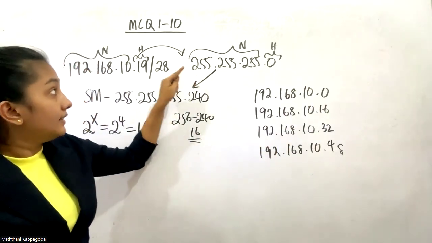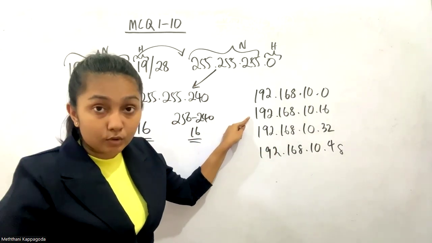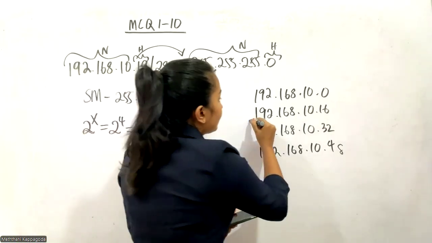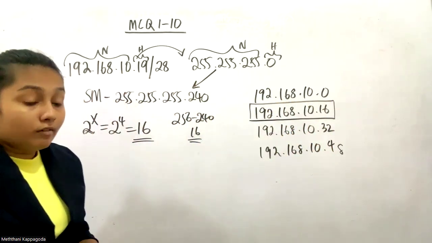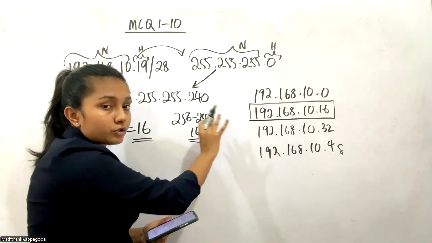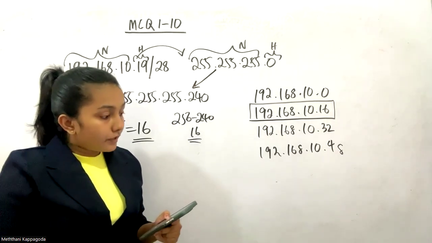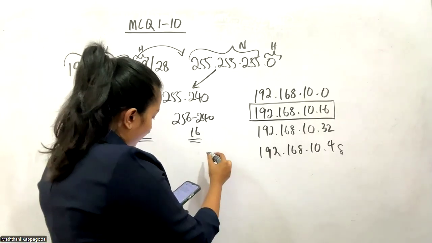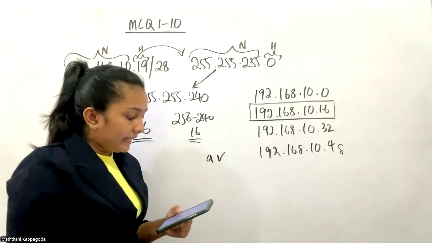It means the given IP address in the question belongs to this second subnet. Now you have to check which of the IP addresses given in the question belong to this subnet. Number 1, 192.168.10.29. That is correct. Then A is correct.